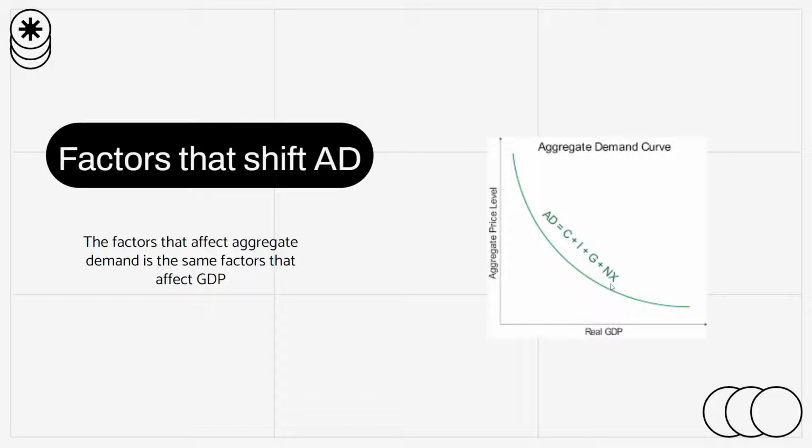Basically, if a country exports more, they're bringing in more money. More money equals aggregate demand going right. More imports equals aggregate demand going left. That's basically the gist of aggregate demand.